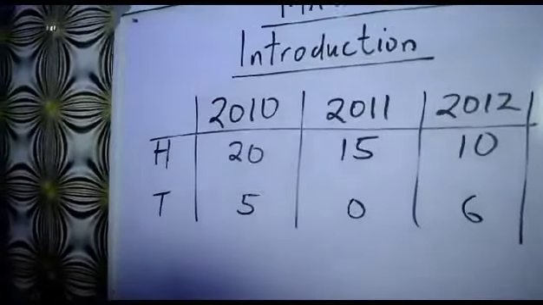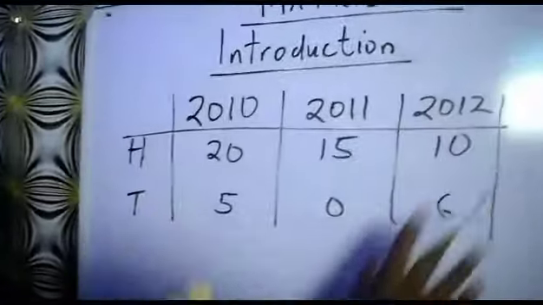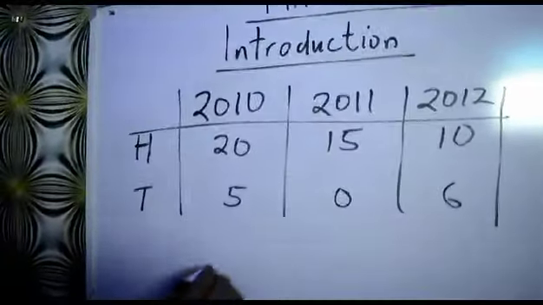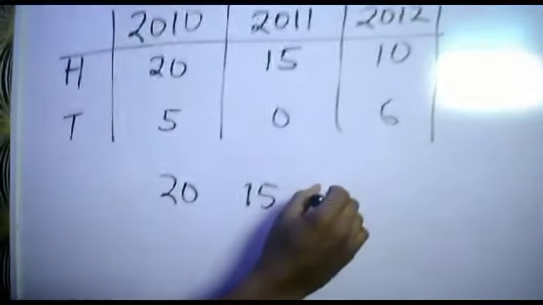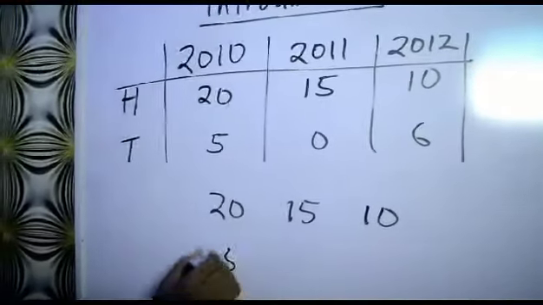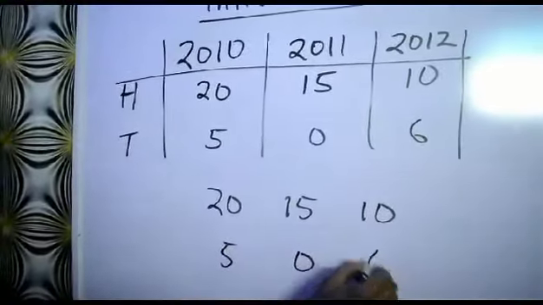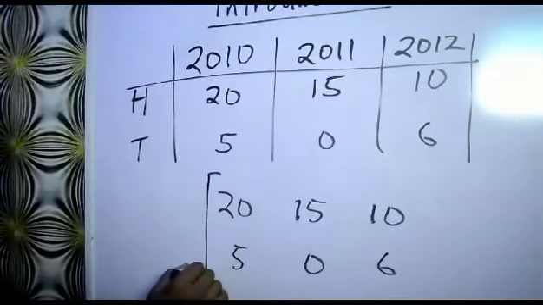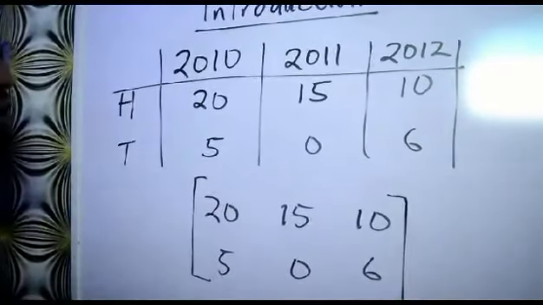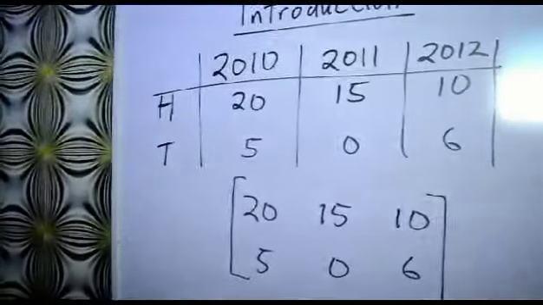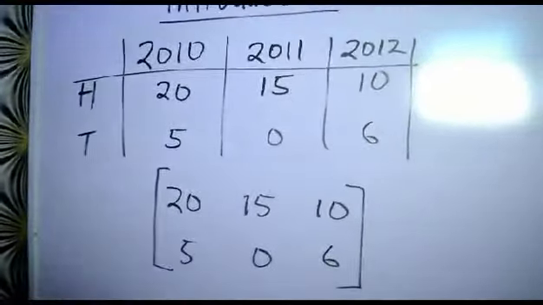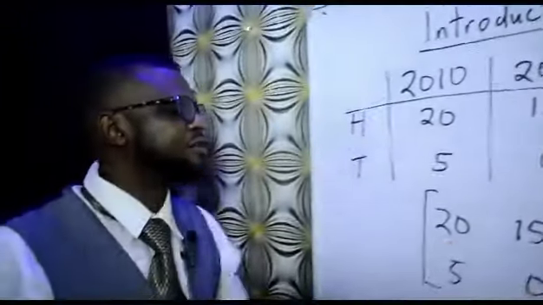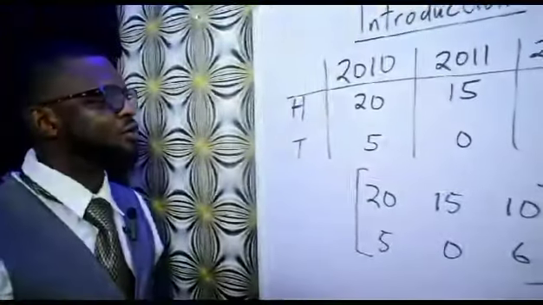Okay? Then if I want to focus only on the numbers of cars imported, I will form something like this: 20, 15, 10, 5, 0 and 6. Then I will now enclose it with a square bracket. I've succeeded in forming what we call a matrix in mathematics. Okay, this is a matrix, and what is it all about?